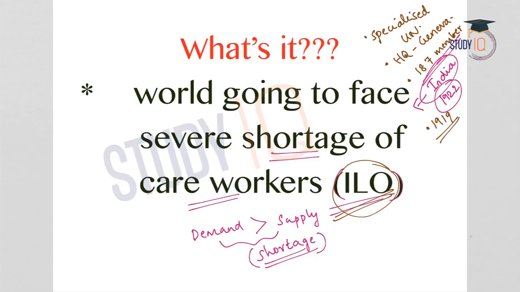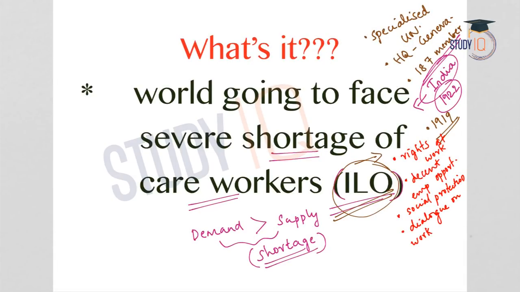And what are the aims or objectives of ILO? First of all, ILO aims at promoting the rights at work. Second objective is to encourage decent employment opportunities. Another objective is to enhance social protection. Fourth objective is to strengthen the dialogue on work and related issues. So we can say that the International Labour Organization is the labour watchdog of the United Nations.